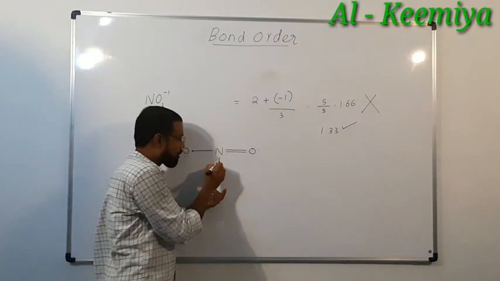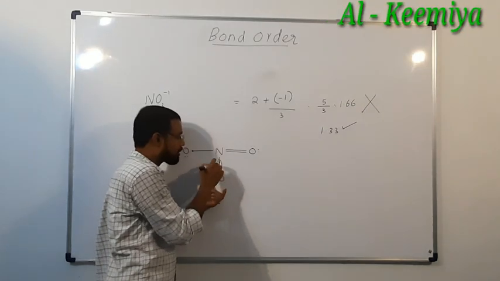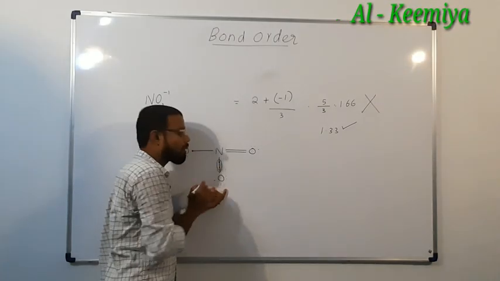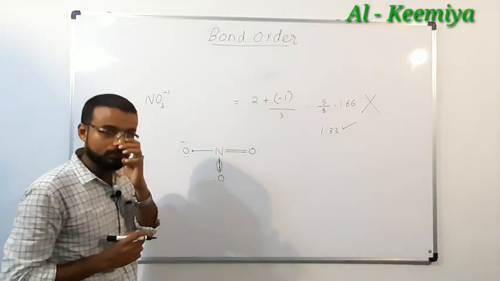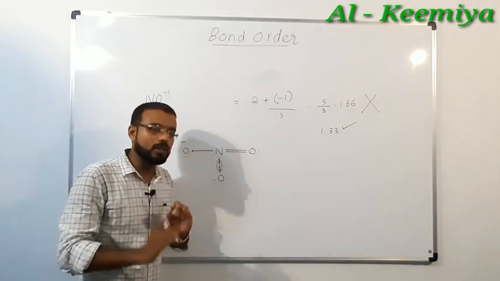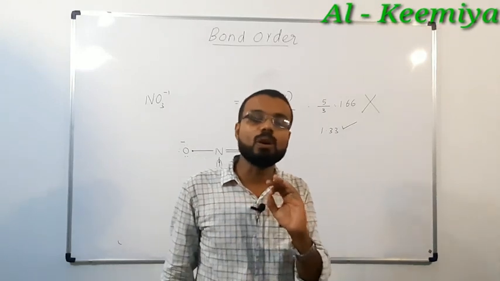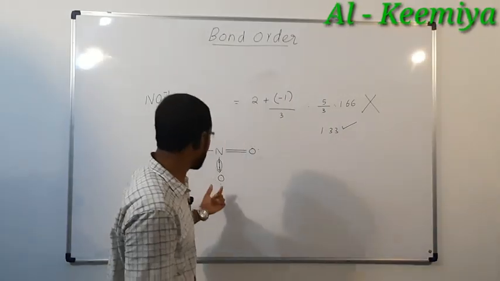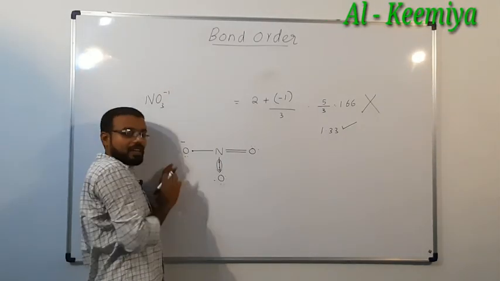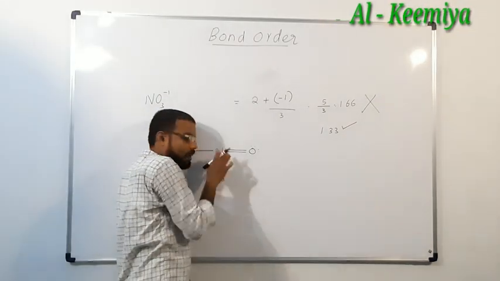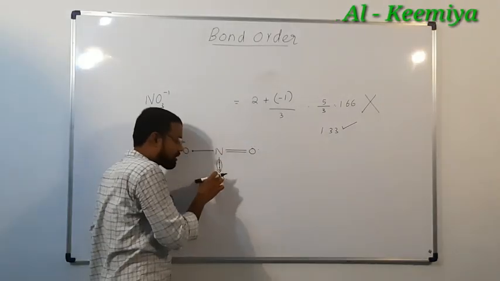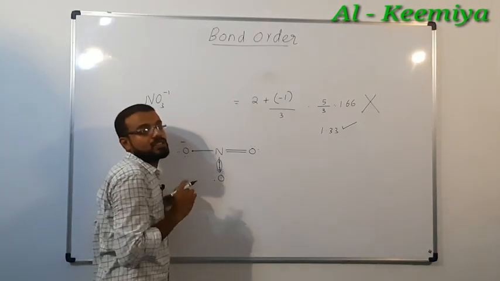So in this bond, both electrons belong to the nitrogen atom. It means this bond is a dative bond or coordinate bond. A bond in which both the shared pair of electrons belong to one of the bonded atoms is called a dative bond or coordinate bond. So this is a dative bond. So only this charge we are considering here. For this molecule, if you calculate the formal charge, this oxygen also will get a negative charge.